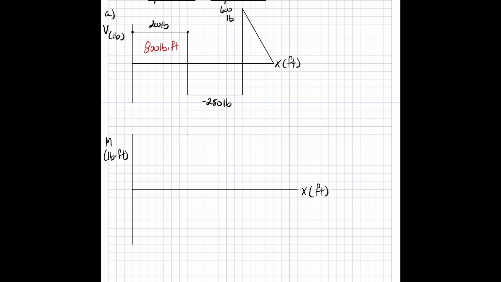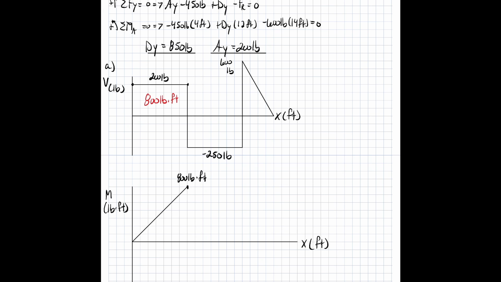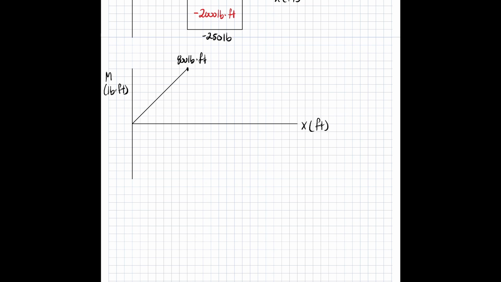So at point C, we go up to 800 pound-foot. Now take our area under the curve for the 250. It's traveling 8 feet from our diagram. So negative 250 times 8, we get negative 2,000 pound-foot. So take negative 2,000 plus 800, we get negative 1,200 pound-foot.